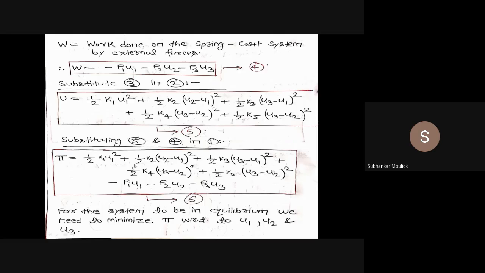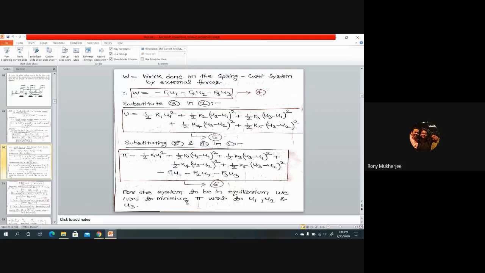Okay. So this is 5 plus 4. This is equation number 6. Half k1 u1 square plus half k2 (u2 minus u1) whole square plus half k3 (u3 minus u1) whole square plus half k4 (u3 minus u2) whole square plus half k5 (u3 minus u2) whole square minus F1 u1 minus F2 u2 minus F3 u3, which is equation number 6. Is it clear? Equation number 6. Yes, sir. Others, please respond whether it is clear or not. Yes, sir. Okay.